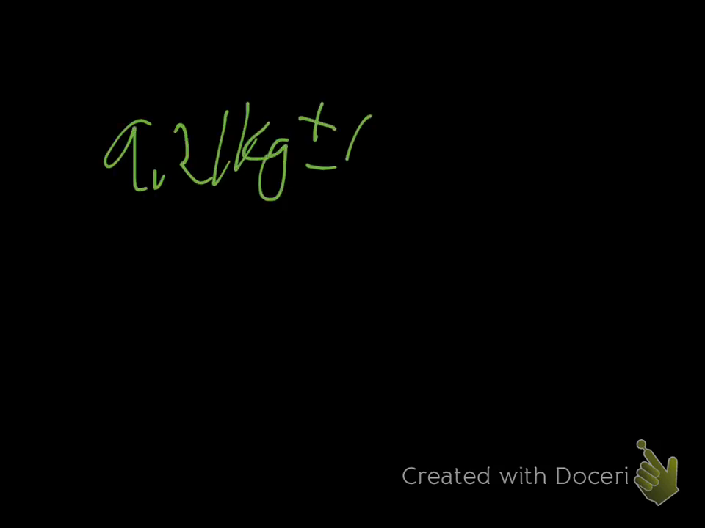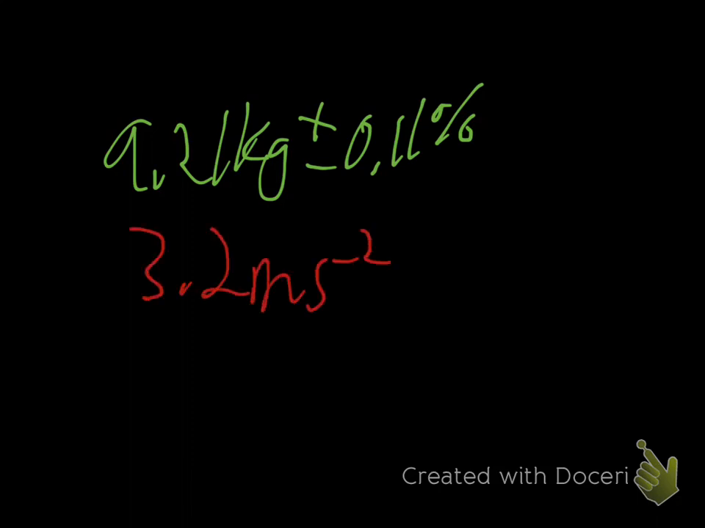Let's do another example. So say I'm trying to find the net force on a block. Say this block is 9.21 kilograms. Say its uncertainty is 0.11%. Oh, lucky us, it's already derived in percent uncertainty. Well, let's say that this block is accelerating at a rate of 3.2 meters per second squared plus or minus 1.5%. That's a pretty fast block.